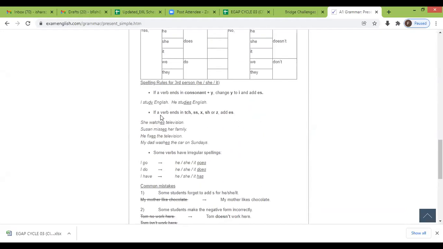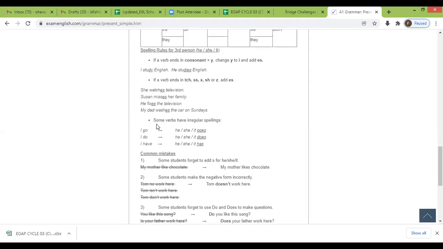Then for sh sounds, if a verb ends in ch, sh, ss, x, or z, you have to add ES, right? Like watch, ch sound, and miss, double S, then you have to add ES. Then X, if the verb is ending in X, you have to use ES. And if the verb is ending in SH, you have to use ES. This is also something that many students make mistakes in. So know that in the simple present tense, when verbs are ending with TCH, double S or X or SH or Z, right, you need to add ES to convert into simple present tense form.